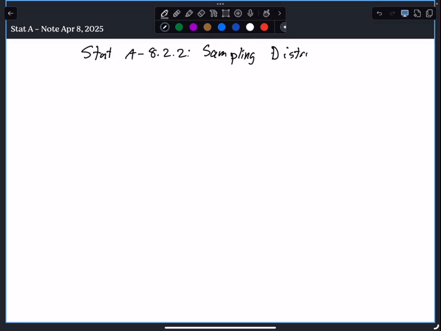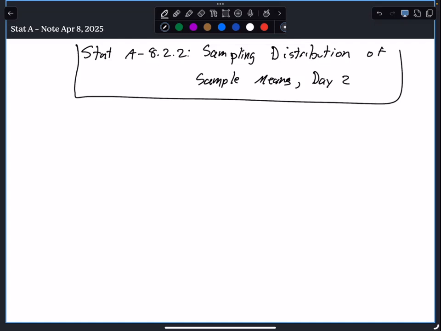Sampling distribution of sample means, day 2. So this is just, again, it's really not anything to add. I just wanted to do a full example within the notes. Yesterday I didn't do an example. Focus here. So today I wanted to walk us through how we actually do an example.